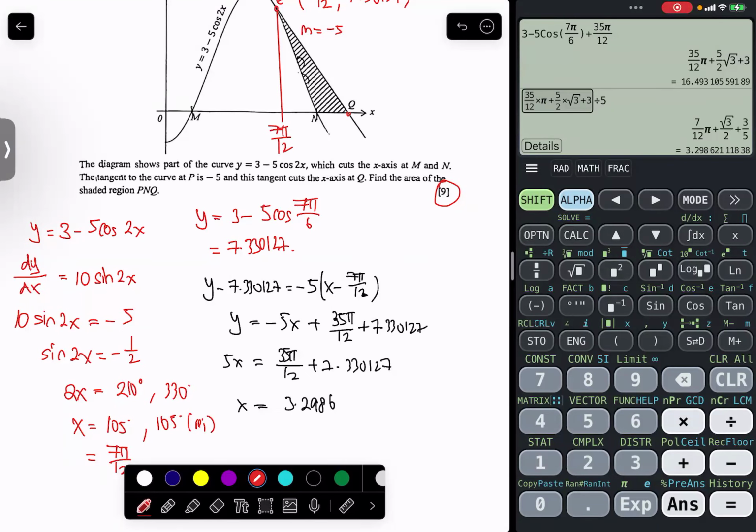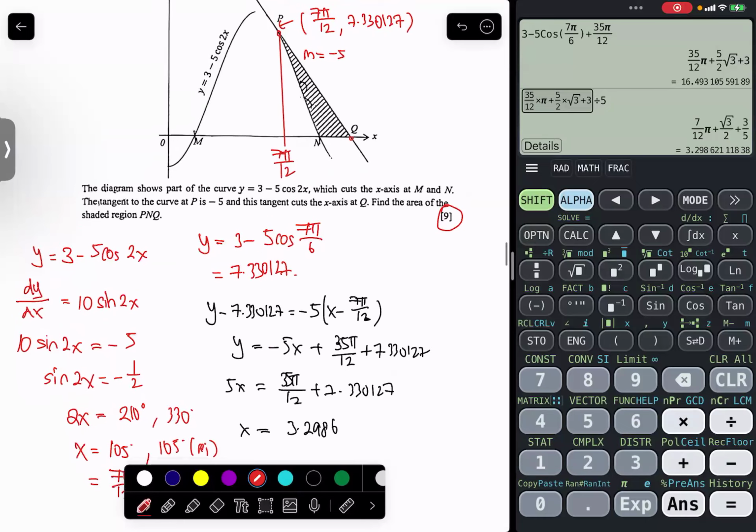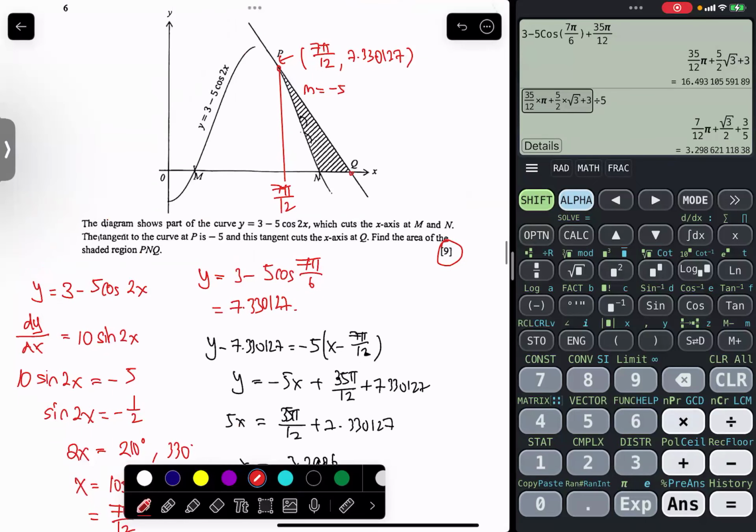Okay, so now next we'll need... so we got this is 3.296. Okay, so that means we are able to find the area of triangle already, right? Can we? Yeah, we can find the area of triangle over here, the red portion that I've just drawn. We are able to find the area of triangle by taking half times base times height. Now we want to find the shaded area.